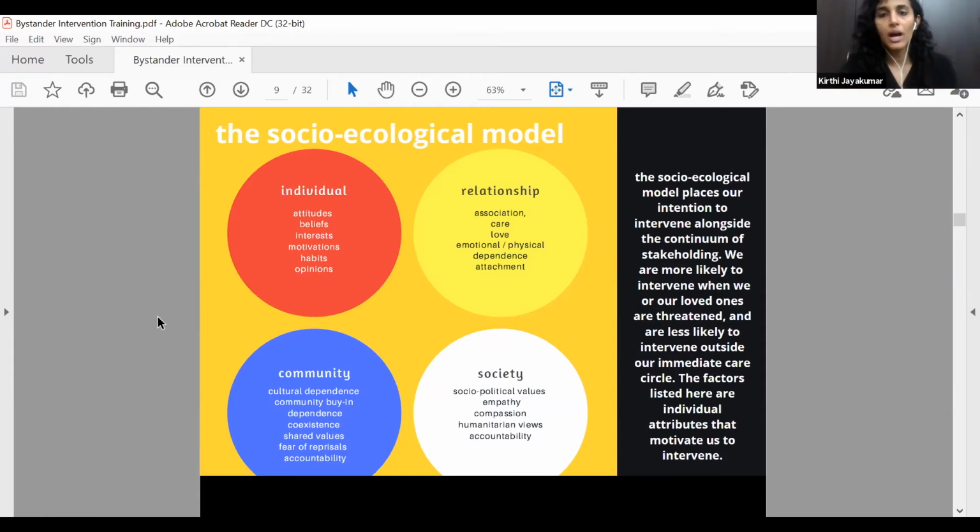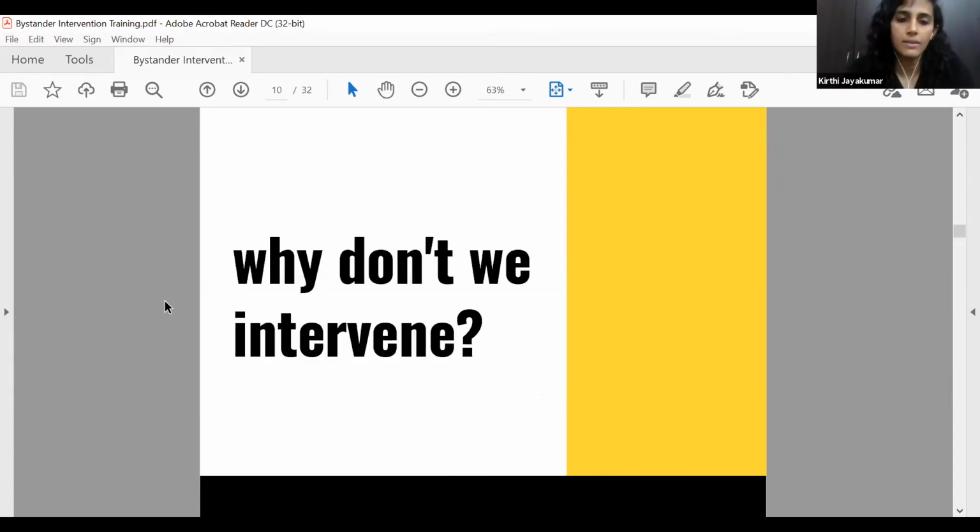So as you go out in the concentric circles, if you look at them in that sense, you're more likely to intervene when your own interests are threatened. So let's go back to Mentimeter here and try to unpack a different way of looking at this. Why don't we intervene? What prevents us from intervening in a situation?